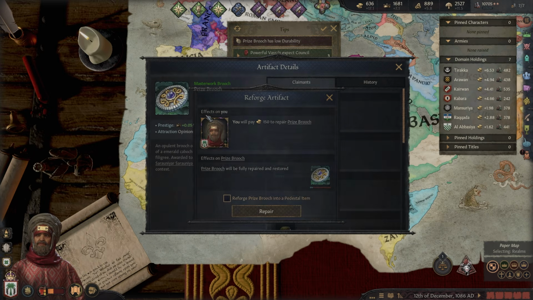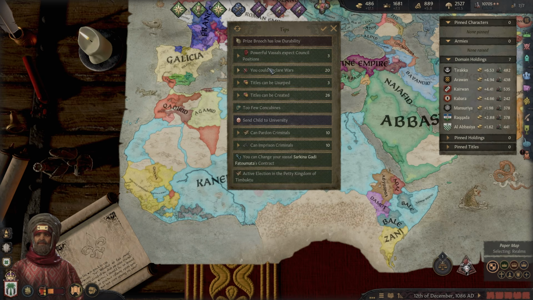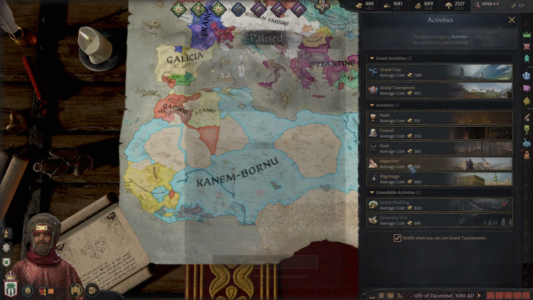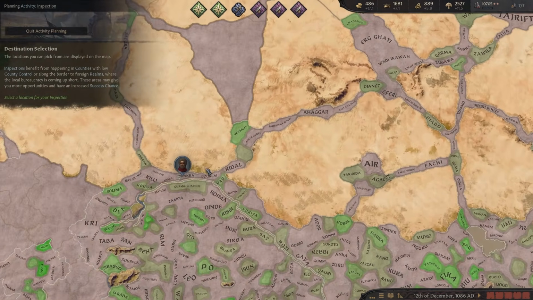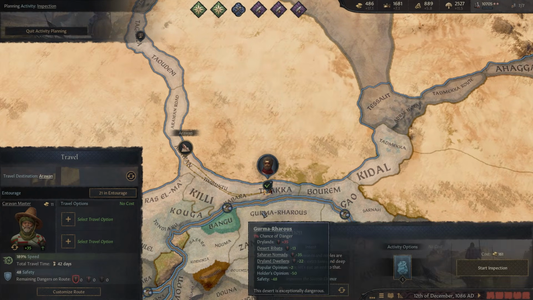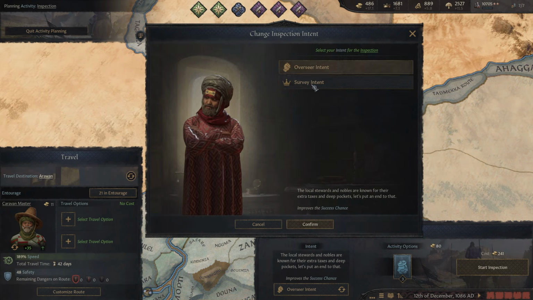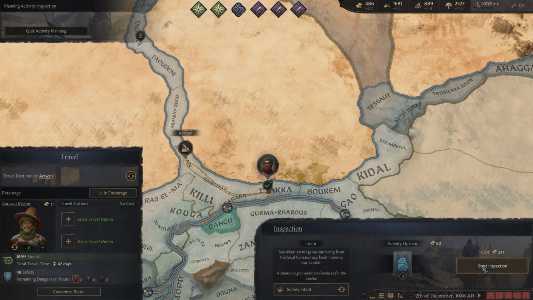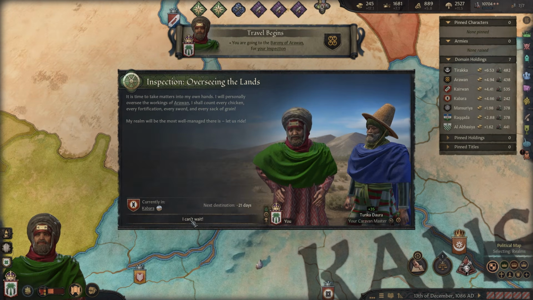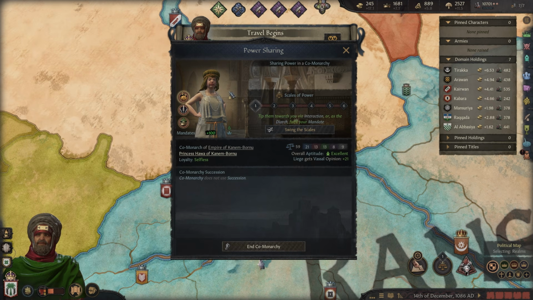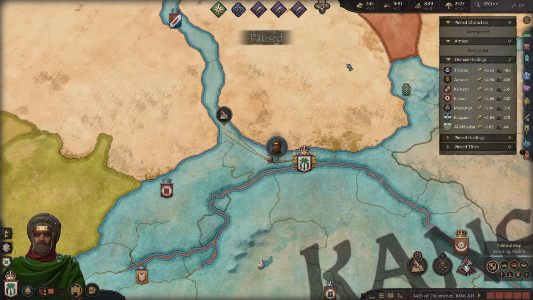We need to repair this brooch. I'll repair the brooch. I have the money. Right. Let's hold an inspection. Because we can. Where are we going to hold it? Hold it here. We're going to pay for it. Going to do a survey intent. Let's go. Wonderful. Guess that means my region, every time I travel, is now going to be my power sharing co-monarch. That would make sense.